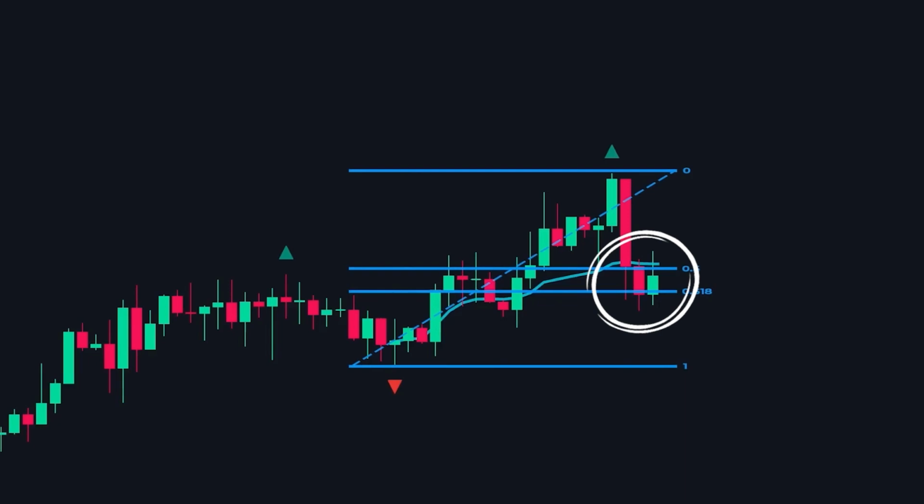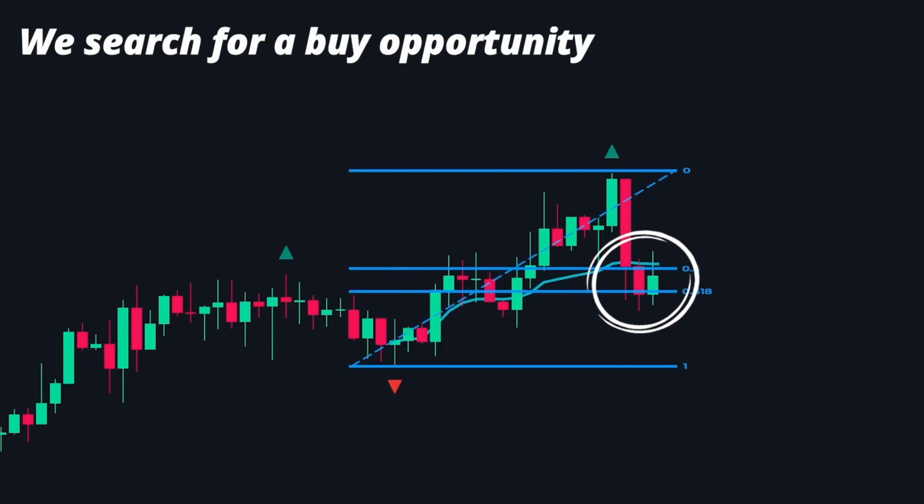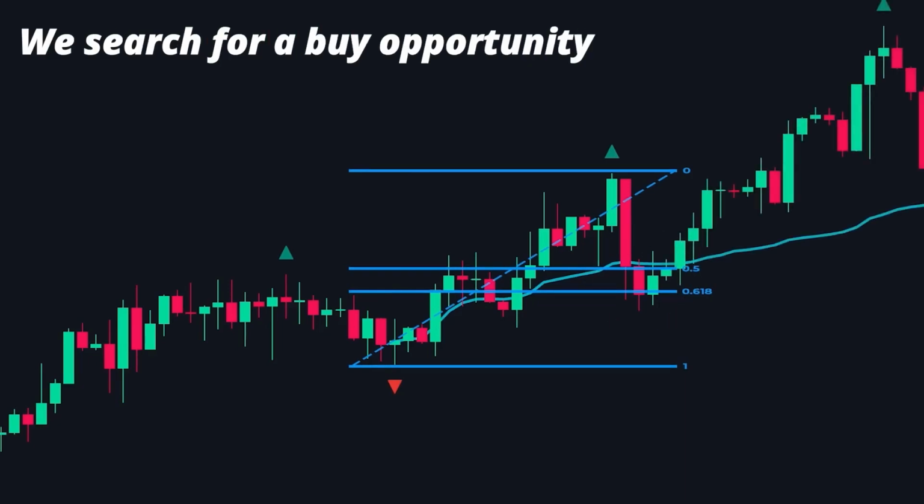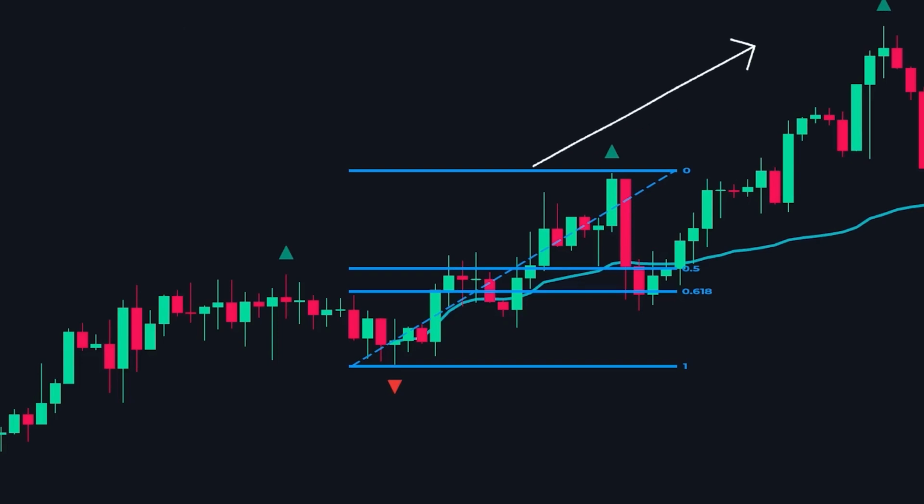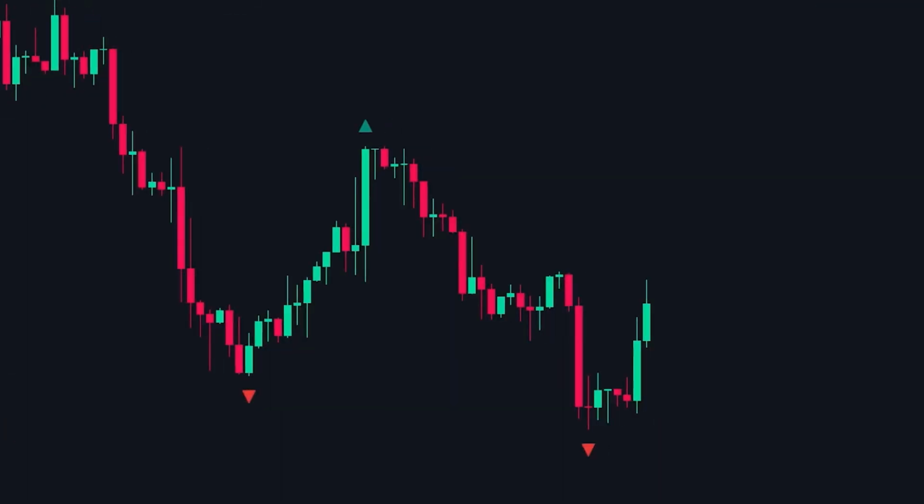When the price returns to this level, we search for a buy opportunity. As demonstrated, the price rebounded from the golden zone and headed upward. Let's look at a sell trade example.